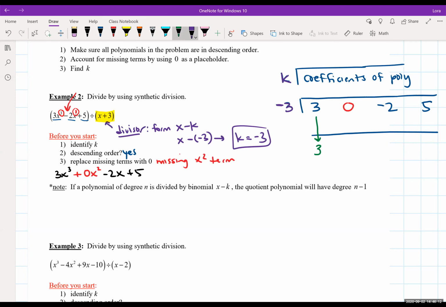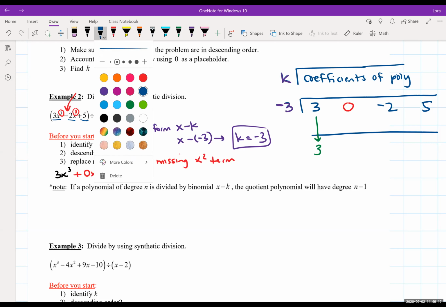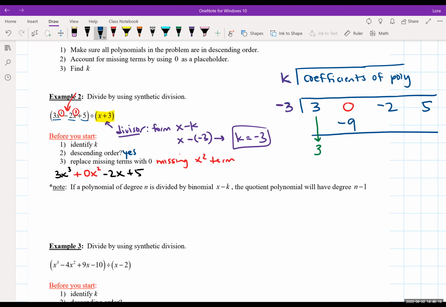So it sounds a little confusing at first, but when you go through it, you have a better idea. So that was 3 times negative 3 is negative 9. I write it underneath the next coefficient, but above the bar. And then what you do is you're going to add vertically. So 0 plus negative 9 gives us negative 9. You'll write that answer below the bar.